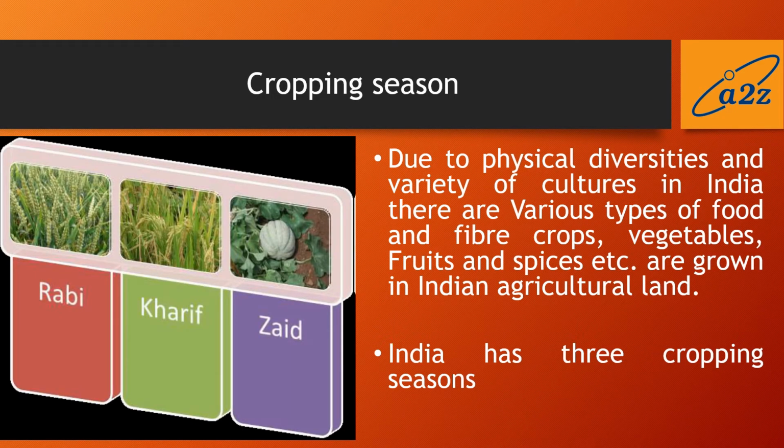Now, our next topic is cropping season. Due to physical diversities and variety of cultures in India, there are various types of food and fiber crops, vegetables, fruits and spices, etc. grown in Indian agricultural land. India has mainly 3 cropping seasons, that are Rabi, Kharif and Zaid.